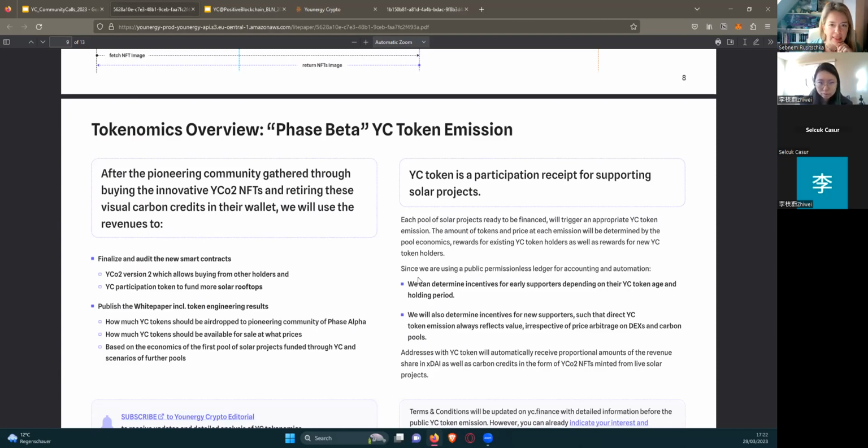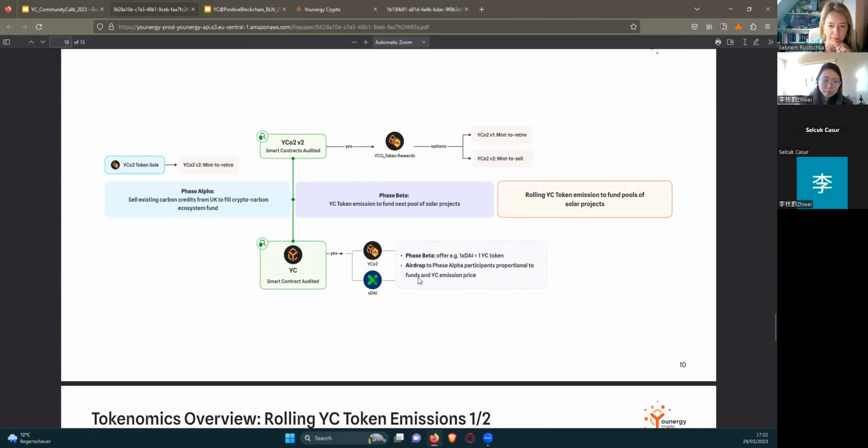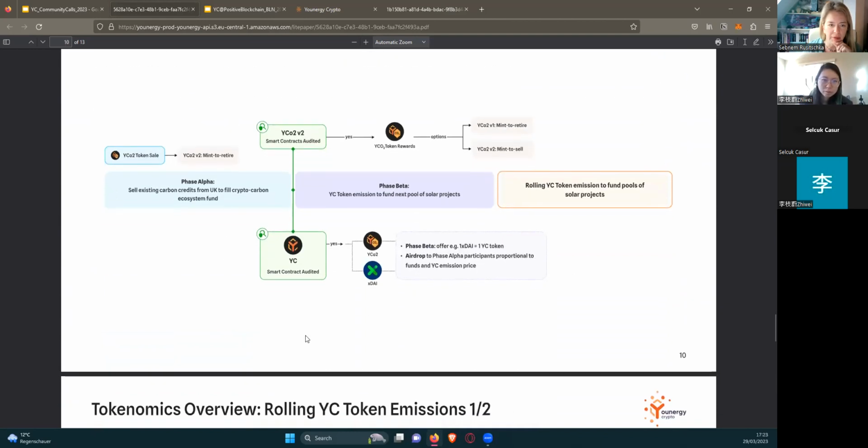So that said, here are the phases. Again, as an overview, phase alpha is all about testing and discovering the community, getting feedback, and that's what we have thus far. We know individuals and DAOs are interested. We have the smart contracts, all 3 audited. That's what we discussed last week and showed.